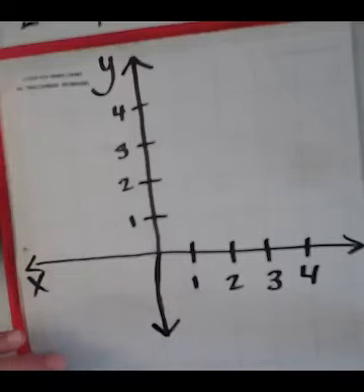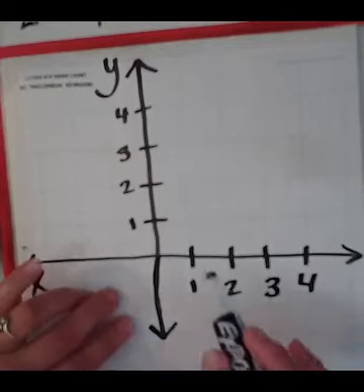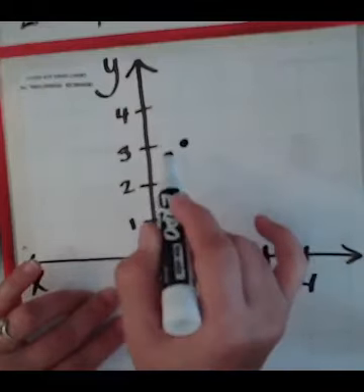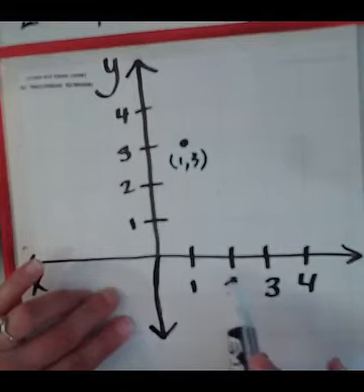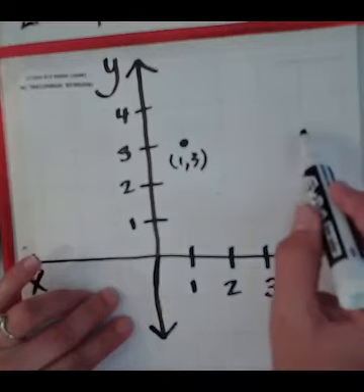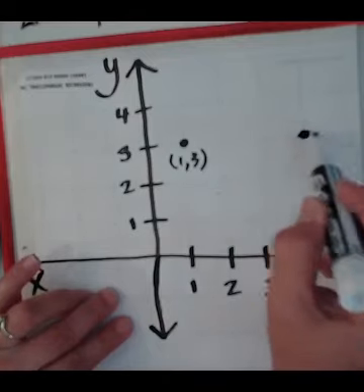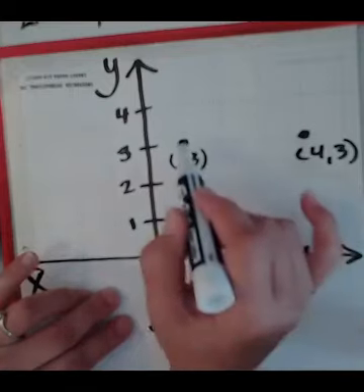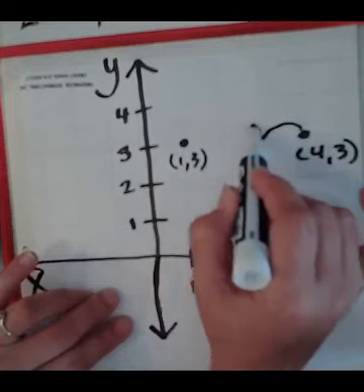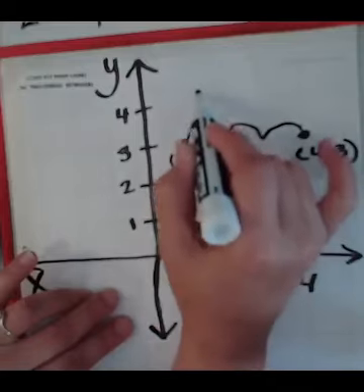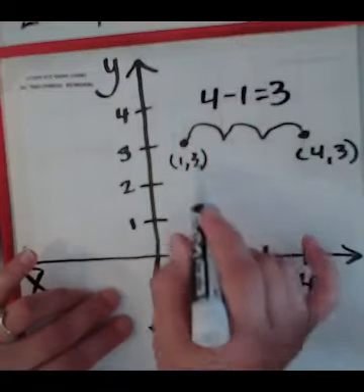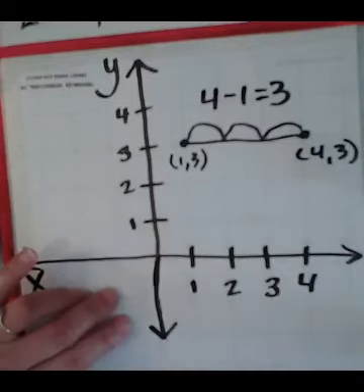Now let's put that on a graph. The x value of our first point is 1 and our y value is 3, so our first point will go here. Our second point, our x value is 4 and our y value is 3, so that point will go here. On the graph we can see that the distance between these 2 points is 3. 1, 2, 3. 4 minus 1 equals 3, and this is the distance between these 2 points along a horizontal line.